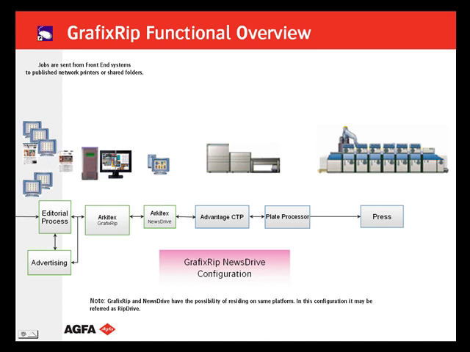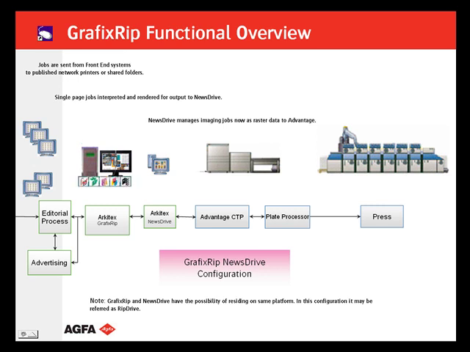Jobs are sent from front-end system to published network printers or shared printers. Single-page jobs interpreted and rendered for output to NewsDrive. NewsDrive manages image and jobs now as raster data to Advantage. This process will repeat till you have enough pages to process plates for the press room.